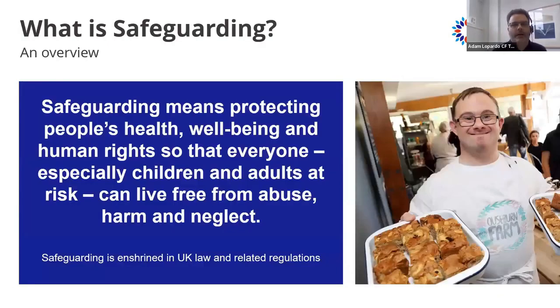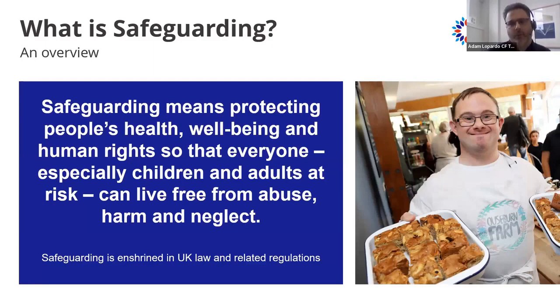You've heard what safeguarding is, but for us, this is what we work to. This partly comes from government. Safeguarding means protecting people's health, well-being, and human rights, so that everyone, especially children and adults at risk, can live free from abuse, harm, and neglect. And I think it's quite important that when we talk about safeguarding, we talk about everyone. There may be different levels that we look at when it comes to children or adults at risk, but safeguarding is for everyone. And that is enshrined in UK law.